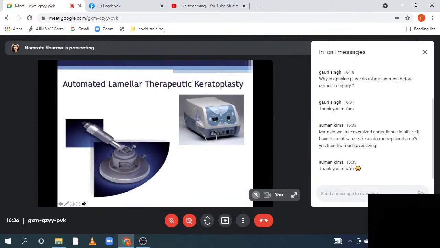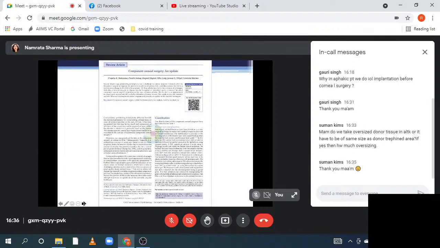So this microkeratome, which came into being, has actually revolutionized the way we do corneal transplantation surgery completely. And this was our review article, which was published in the Indian Journal of Ophthalmology.